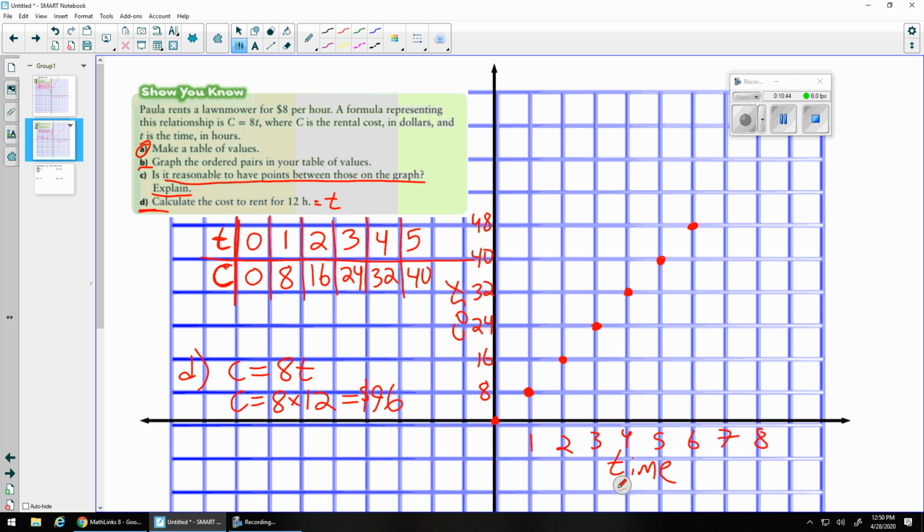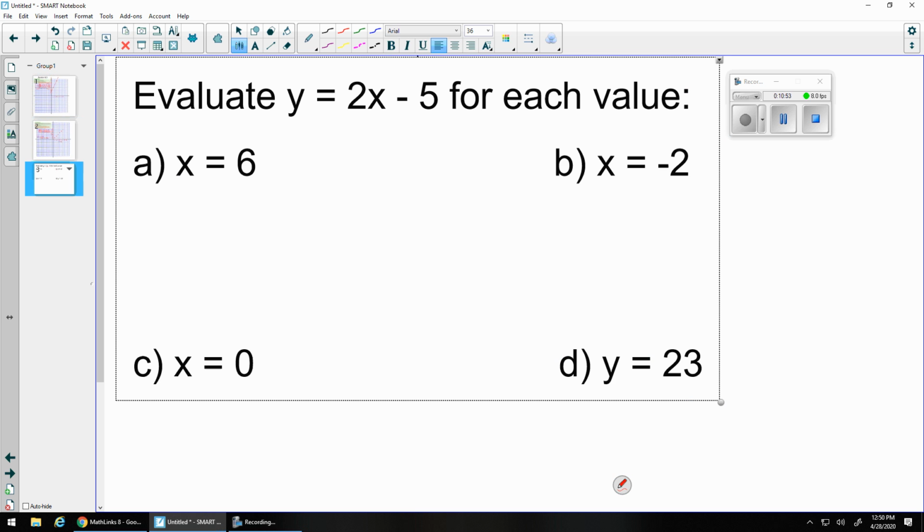Okay, so we can just substitute in. I hope it's pretty straightforward. You're just taking the equation, making the table of values, making the graph from there. That's about it. So just quickly evaluating an equation, so doing this substitution in.